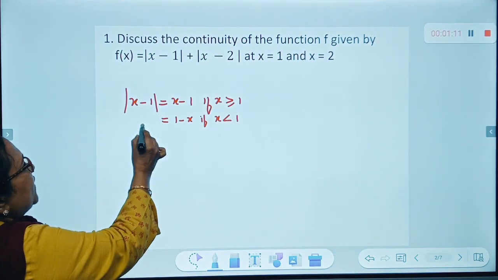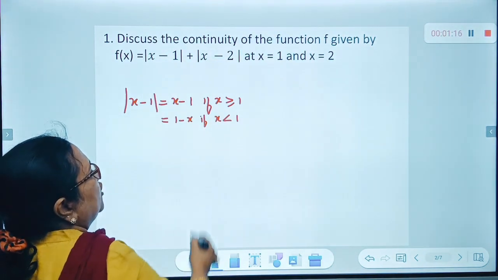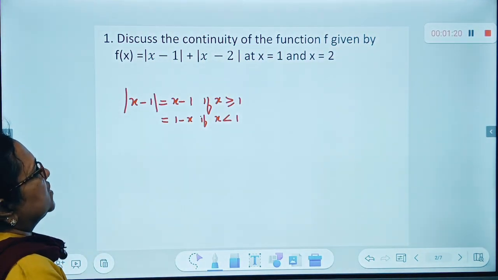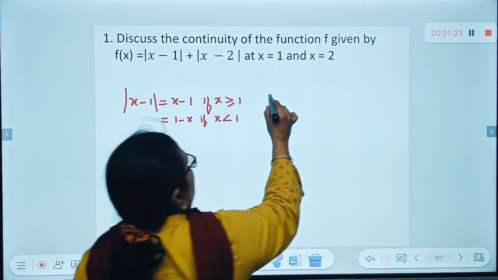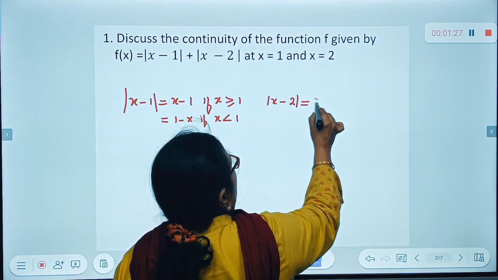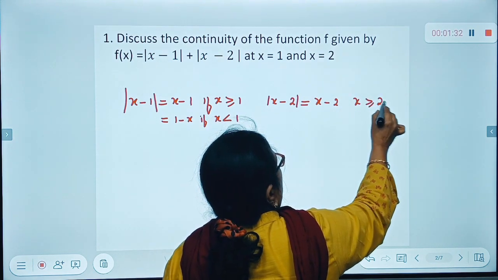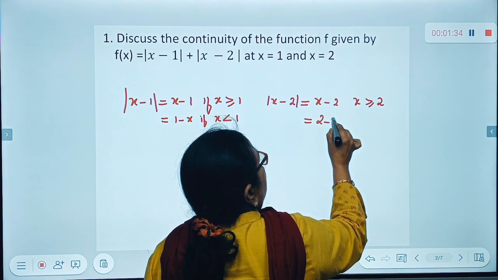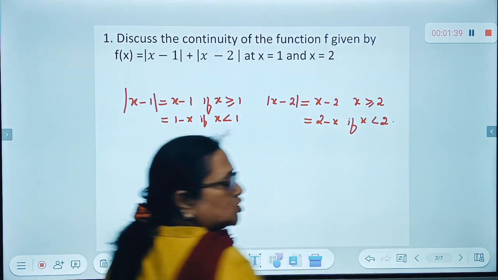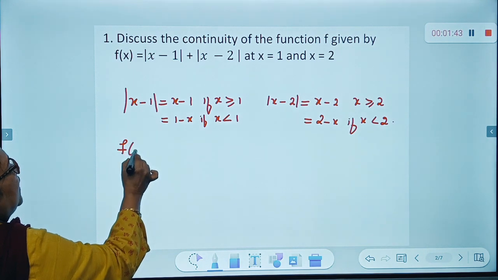This comes from the definition: mod x is x when x is positive, and minus x when x is negative. So modulus of x minus 1 is x minus 1 when x minus 1 is positive, that is if x is greater than or equal to 1. It is equal to 1 minus x if x is less than 1. Now modulus of x minus 2 is equal to x minus 2 if x is greater than or equal to 2, equal to 2 minus x if x is less than 2. So if you look at f of x, we can redefine it like this.